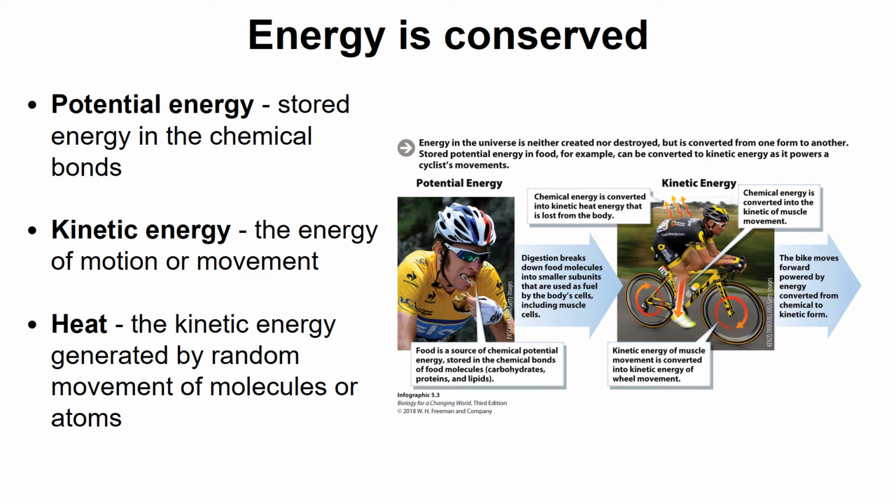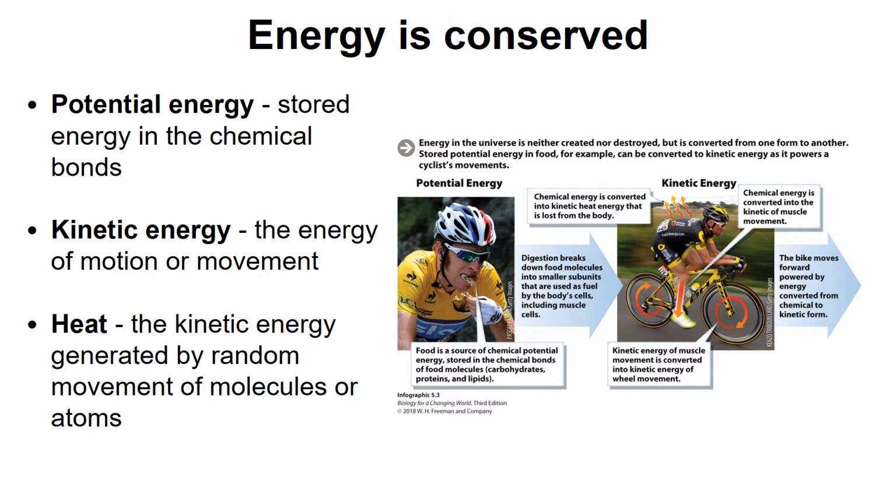And whenever one type of energy is converted into another type of energy, some of that energy is lost as heat. So heat is basically created by the random movement of molecules. And like I said, whenever you're converting one type of energy to another, some of that energy is lost as heat.